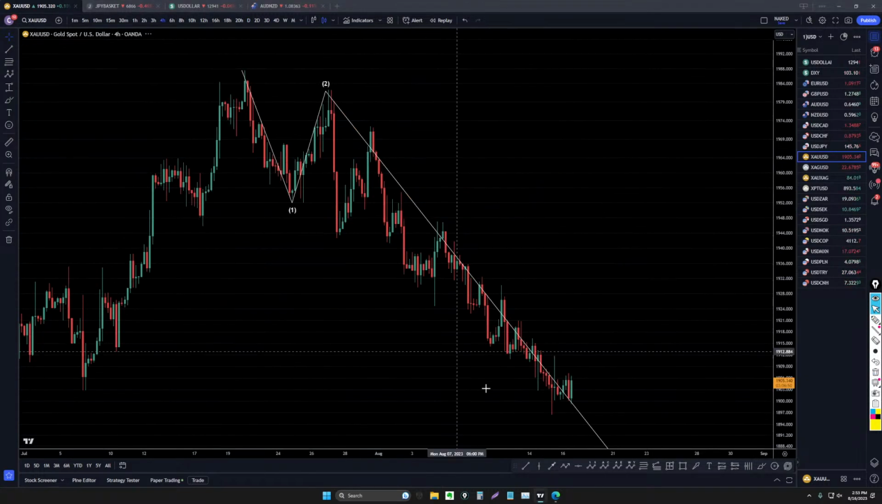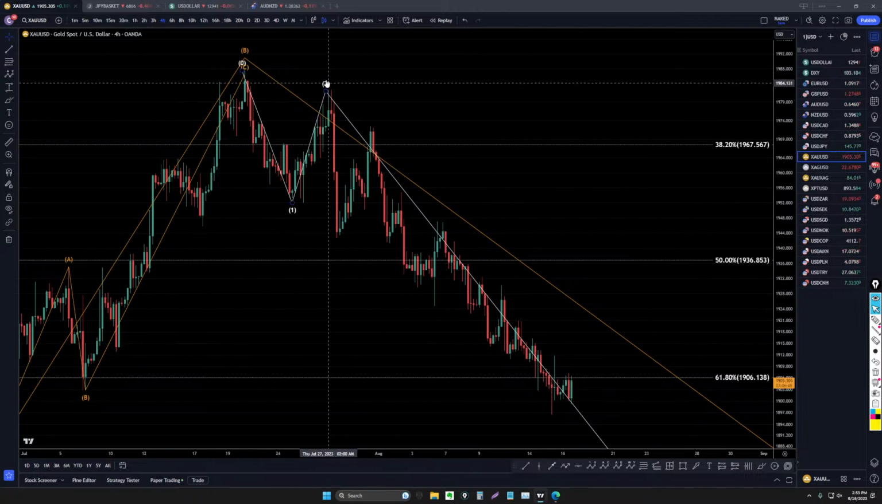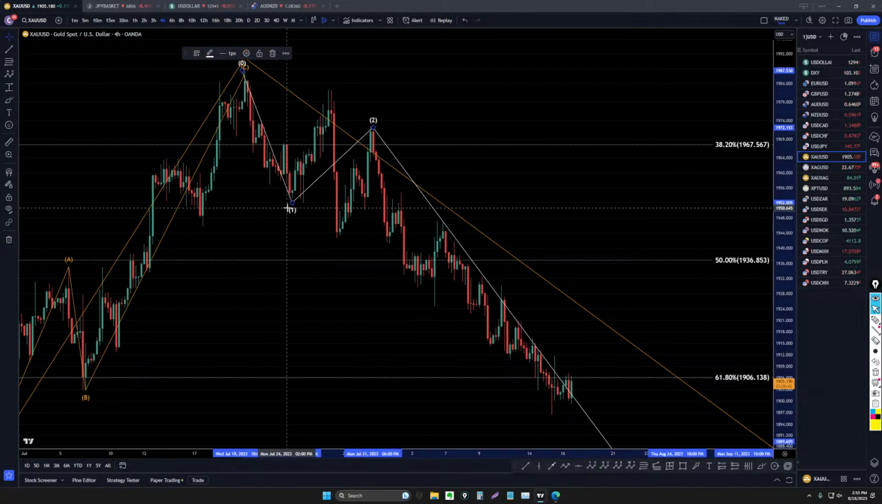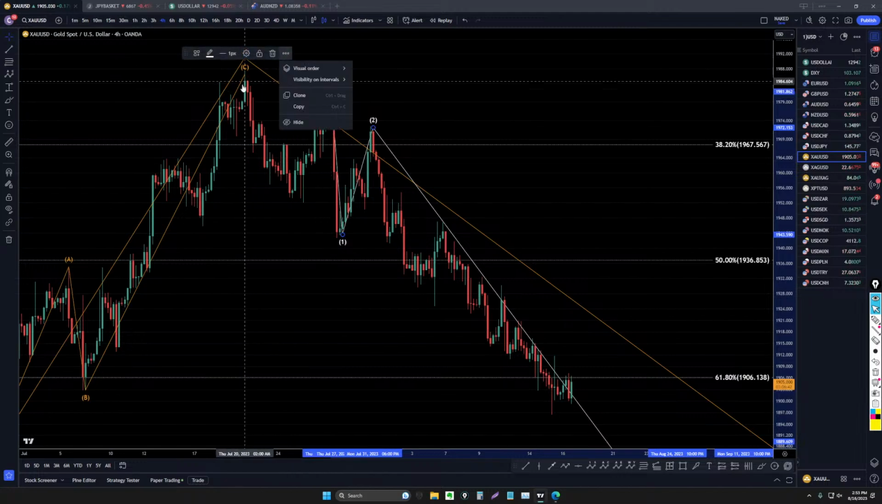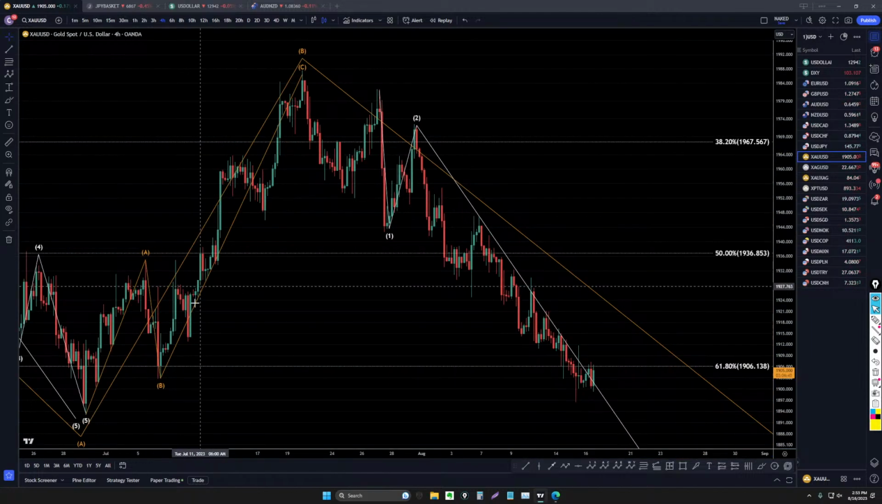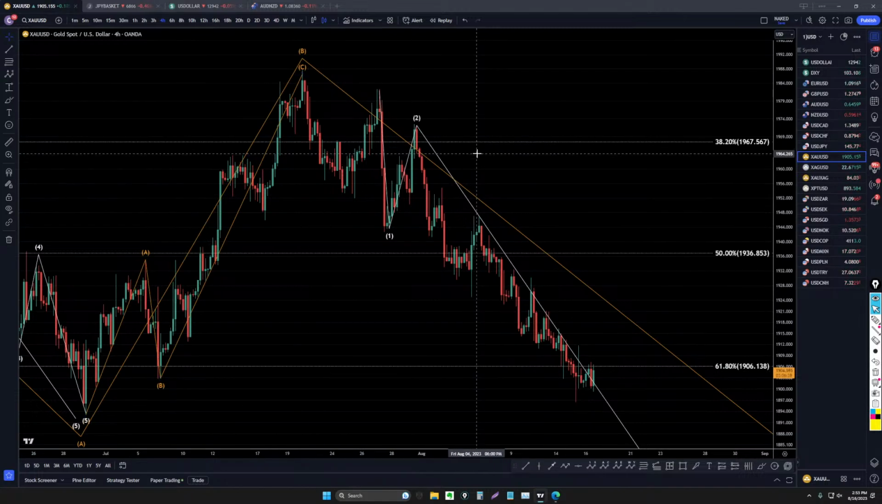So let's take it down to the 4-hour time frame. I actually think that this 1 and 2 is right here. Let me change this up a little bit real quick. I mean, it could possibly be right here too, but either way, I think that this is in a wave C right now, a wave 3, like a 1, 2, 3.